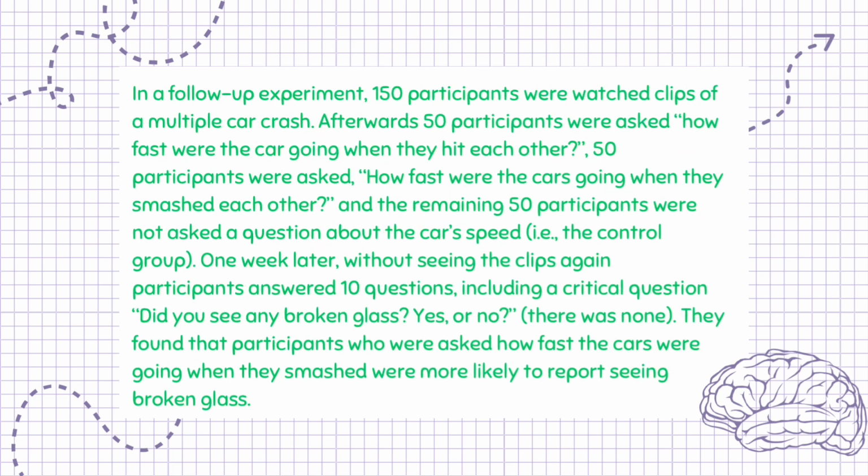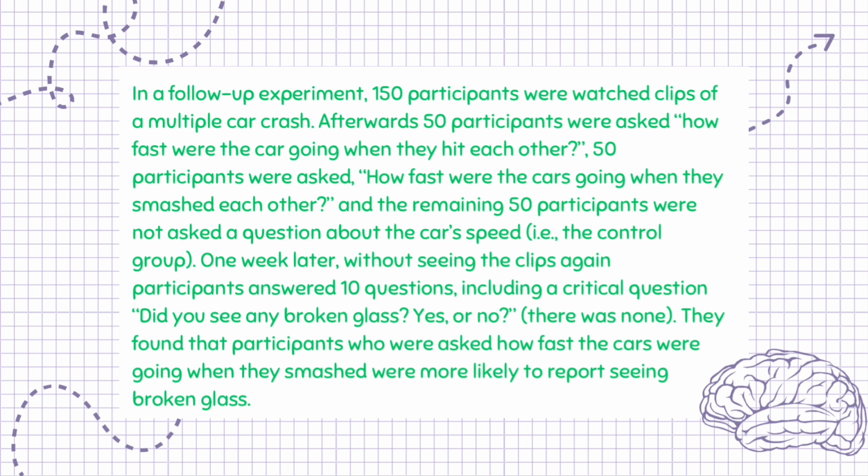In a follow-up experiment, 150 participants watched clips of a multiple car crash. Afterwards, 50 participants were asked how fast the cars were going when they hit each other, 50 participants were asked how fast the cars were going when they smashed each other, and the remaining 50 participants were not asked a question about the cars' speed, i.e., the control group.